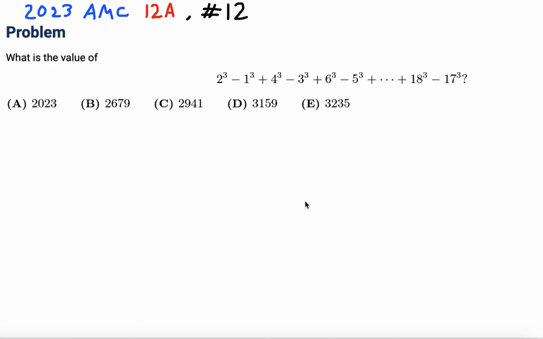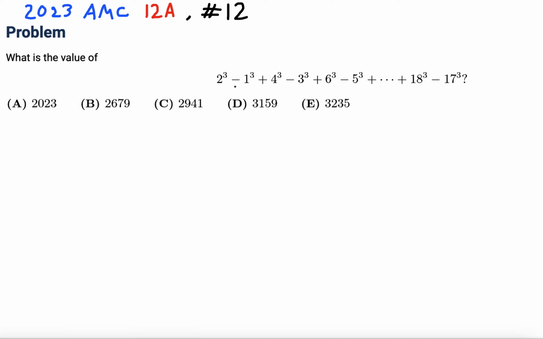Here I have an exciting problem from the 2023 American Mathematics Competition's Qualifying Exam 12A. Now, this is problem number 12 of 25, which means it's about medium difficulty of the already difficult exam. And those of you who take pre-calculus or took pre-calculus of any kind would probably know how to solve this problem without too much trouble. And I'll show you in this video that it's not that bad.